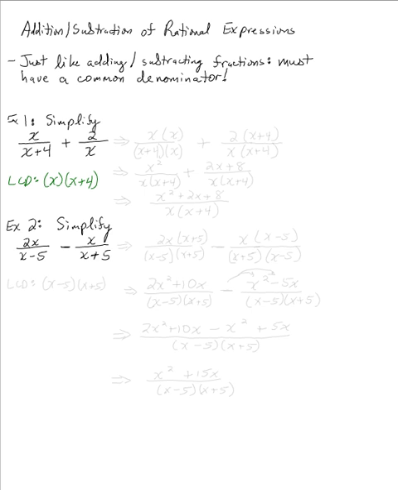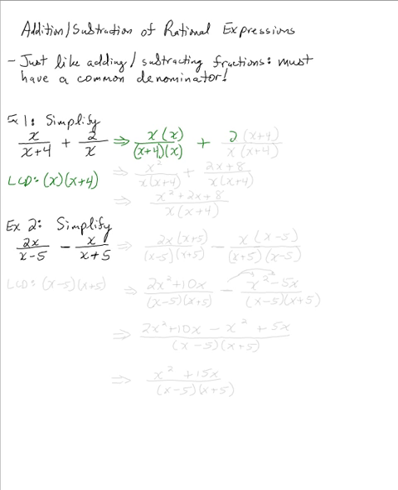So as with simple numeric fractions, we now need to build up each of the fractions by the appropriate factor. So we have the original x over x plus 4. That is missing the factor of x in the denominator. So I will multiply that by x in the denominator, and I have to multiply by x in the numerator as well.